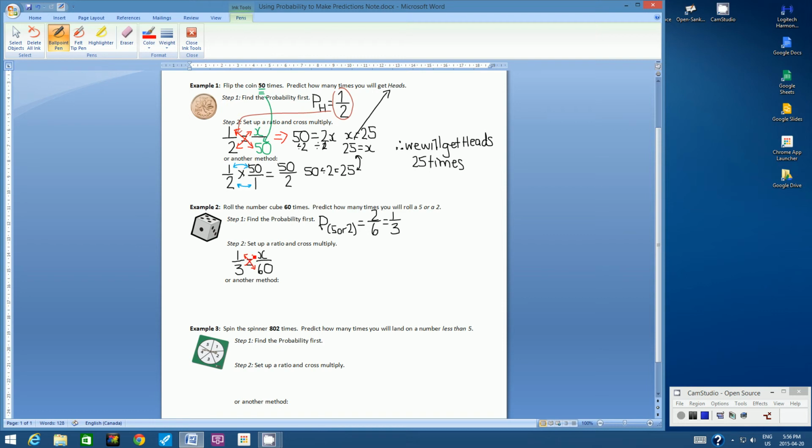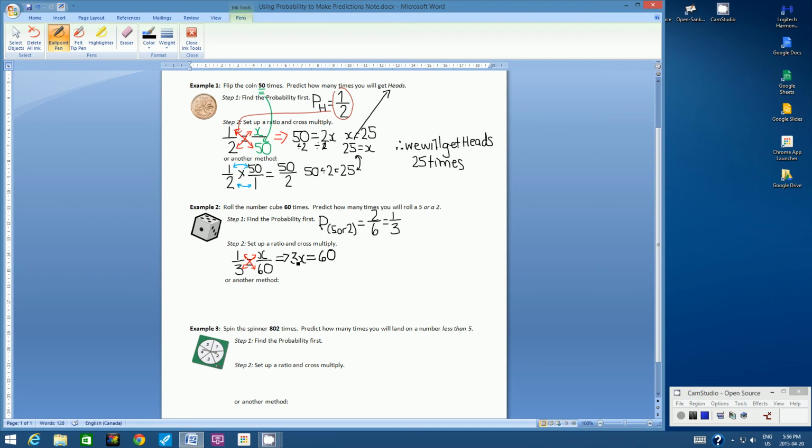All right, cross multiplying. Remember how we did this? Now, it doesn't matter which one you do first. So in this case, I'm going to do the denominator of the first fraction times the numerator of the second fraction, just to show you that it doesn't matter. If I do it this way, I get the 3x on the left-hand side of the equation. 3 times x is 3x. And then if I multiply the numerator of this fraction times the denominator of this fraction, 1 times 60 equals 60. Pretty easy numbers to work with, right?